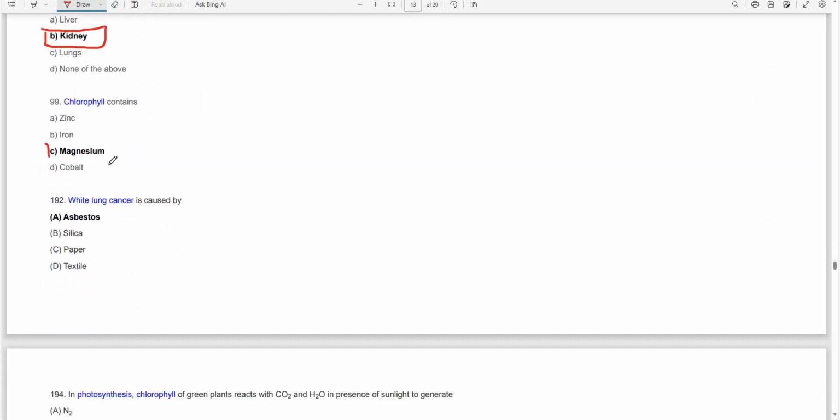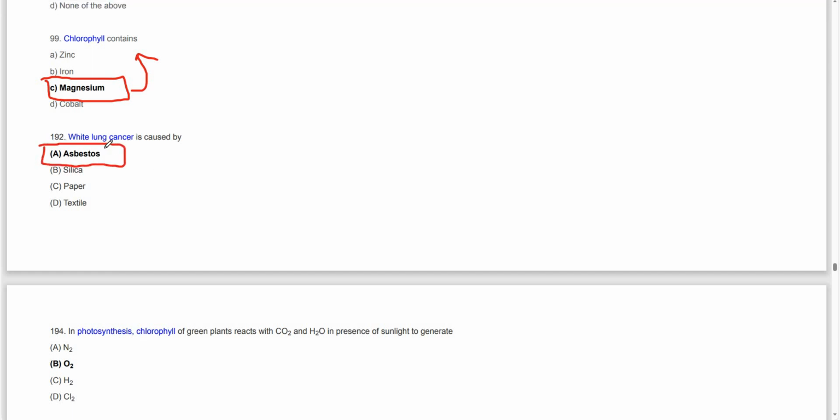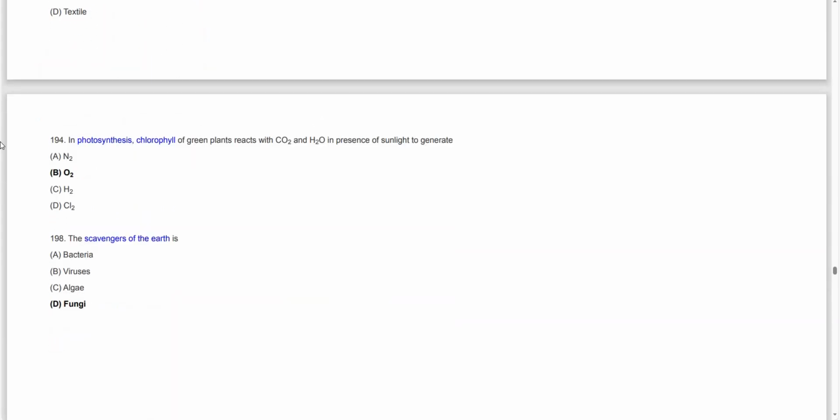Chlorophyll contains magnesium. Moving on. White lung cancer is caused by asbestos, or asbestosis is the disease. Asbestos causes white lung cancer. Moving on to the next question.